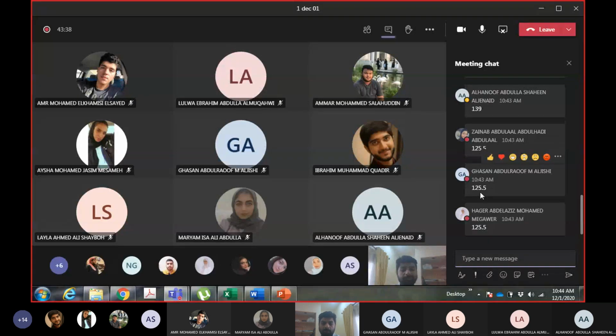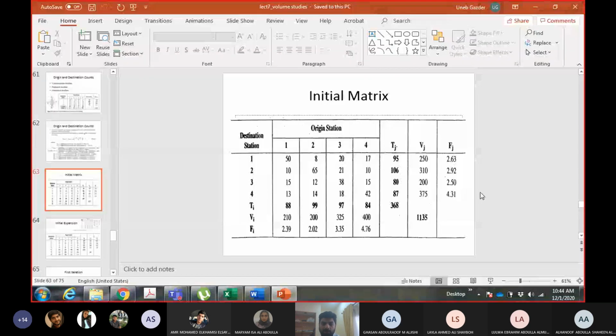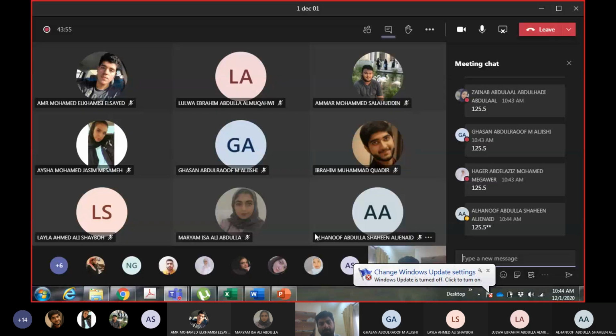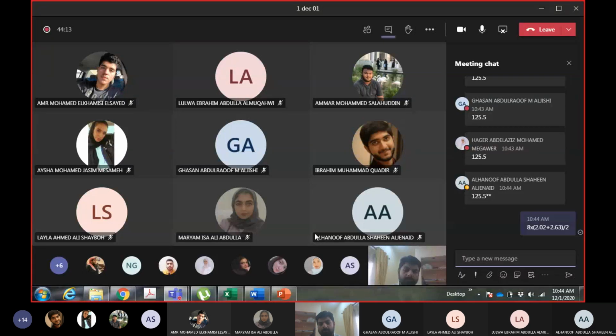So what should be the new value for this row and column? I'll multiply with the average of the factor 2.63 because it is in the first row and 2.02 because it is in the second column. So 8 multiplied by 2.02 plus 2.63 divided by 2. How much will this be? 18.6 means 19.